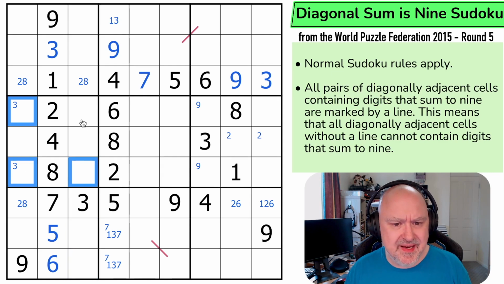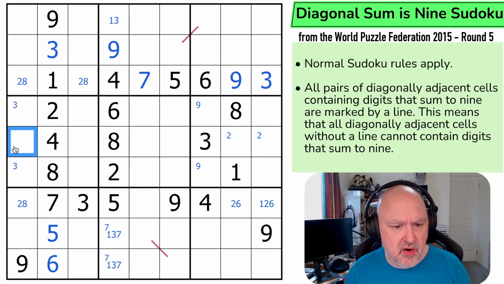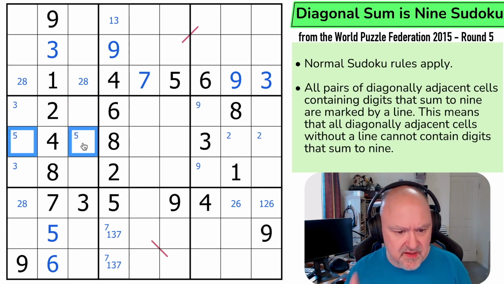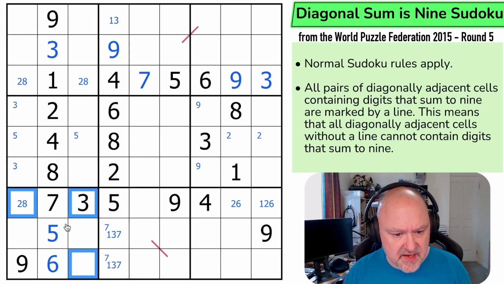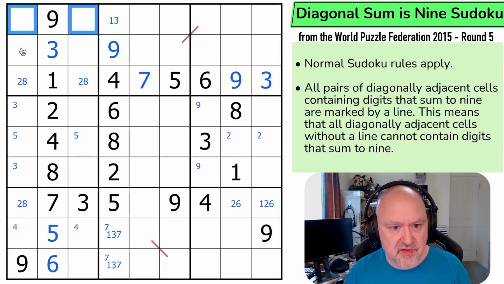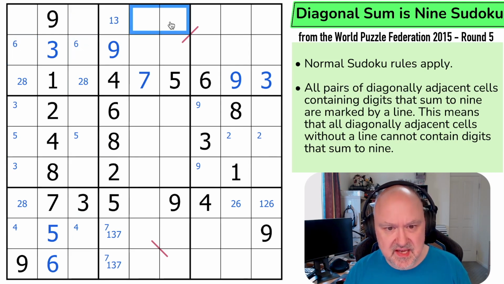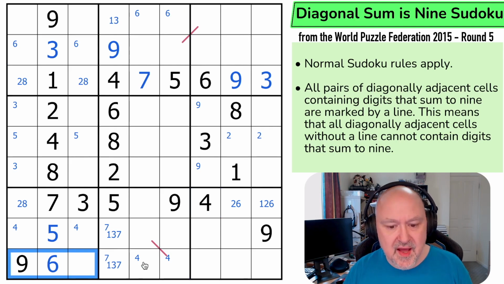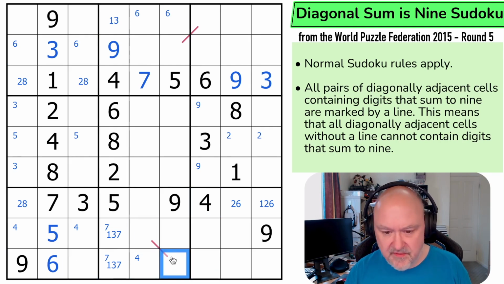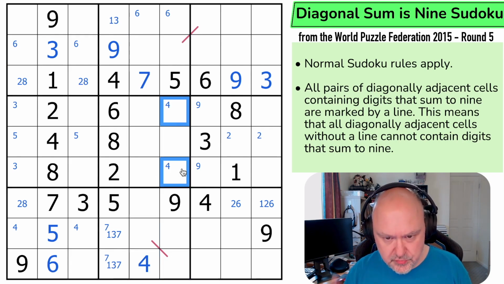Five can't go in any of those because it would make a 9 with the 4. Digits in the center are really powerful. 4 can't go in any of those, so 4 is in one of those two. 6 can't go in either of those. 6 is in one of those two, which means 6 is up here. 4 is in one of those two, and by Sudoku, 4 can't be there because that would need to be a 5. That's a 4, which puts 4 in one of those two.